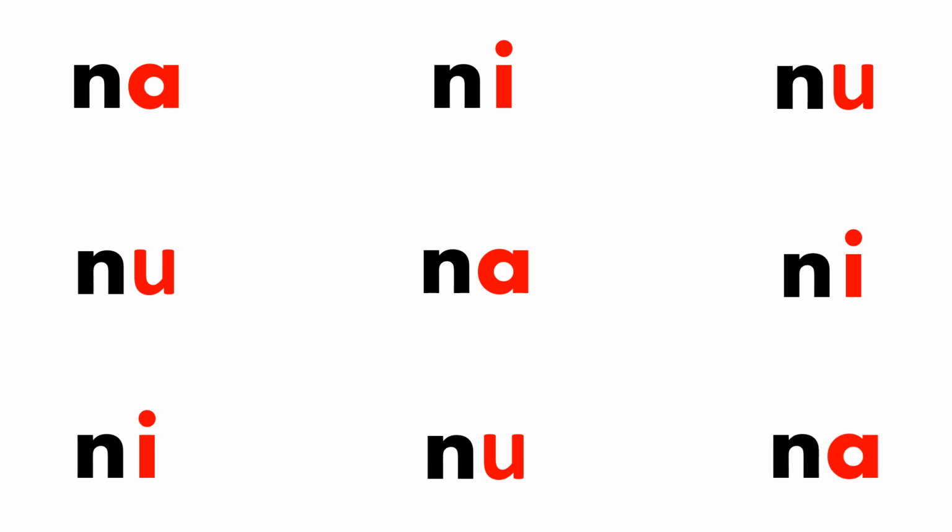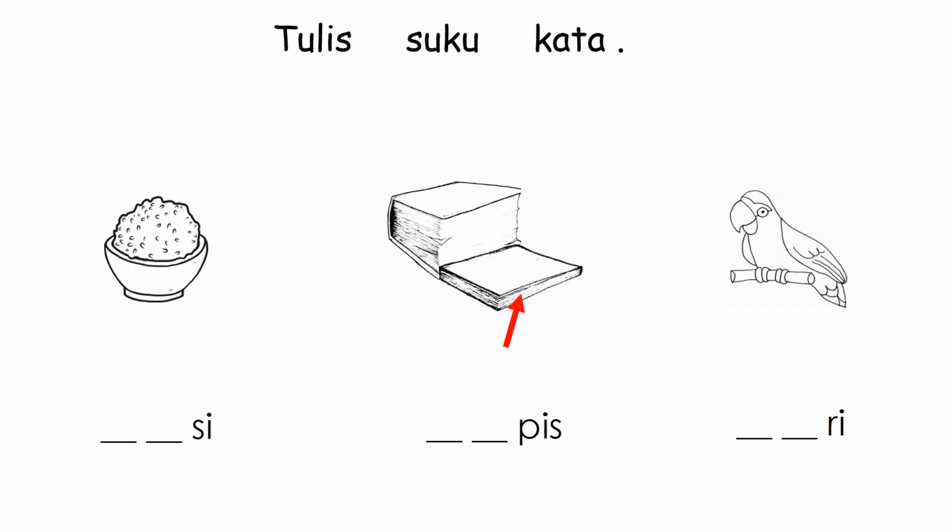Na. The instruction here says tulis suku kata. Suku kata means syllables in English. For example, in this picture, I can see rice. In Malay, we say nasi. Nasi has two syllables, or we say suku kata.